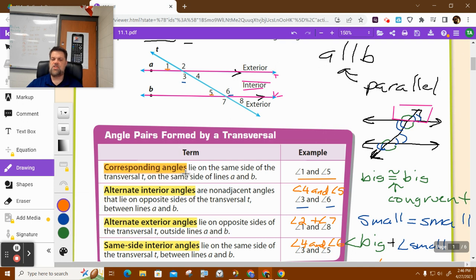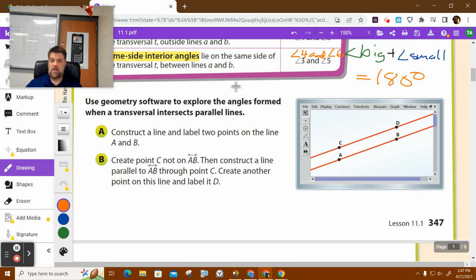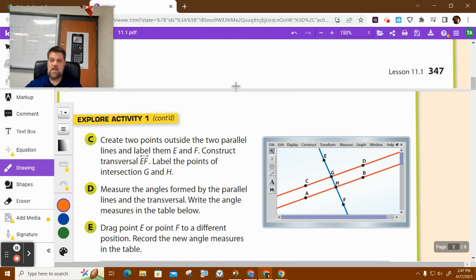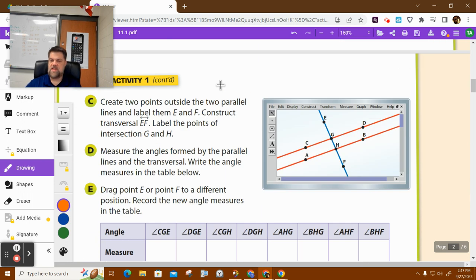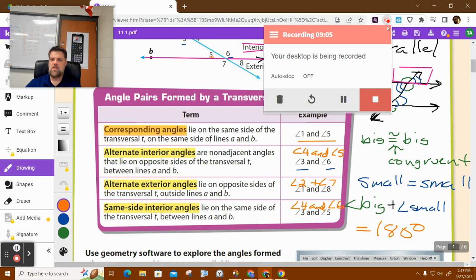So those are the definitions. Now, each one of those angles has a property. But that property is based on big equals big, small equals small, and big plus small equals 180 degrees. That's the easiest way to remember it. We're going to look at some of these angles, and I'm going to do this in Desmos, I think. We'll do a video separately. So I'm going to pause the video here, and then I'll pull up a thing in Desmos, and then we'll do an activity in Desmos tomorrow, okay? Let me just save this real quick.